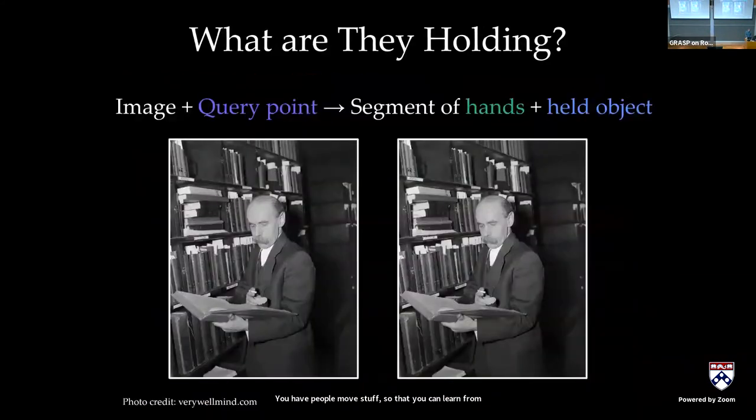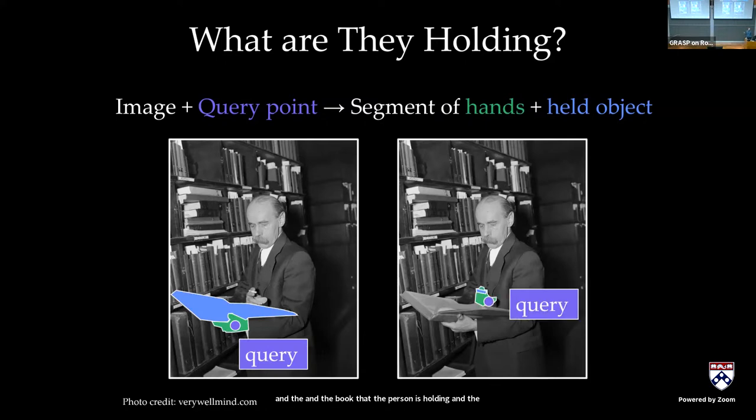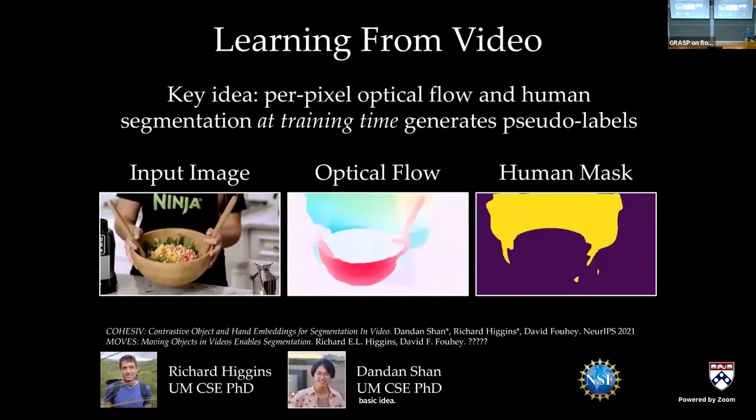And the specific task that we're working on is you want to be able to figure out what people are holding. So you have a query point, and you want to be able to do things like segment, for example, the hands and the book that the person is holding. The basic idea is that we're going to have information about optical flow and human pixels at training time. And this will generate some pseudo labels for a system. I'm just going to show you the general idea, and I'm happy to talk more about the actual details offline.